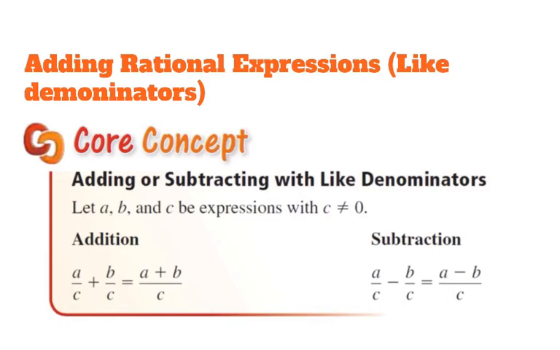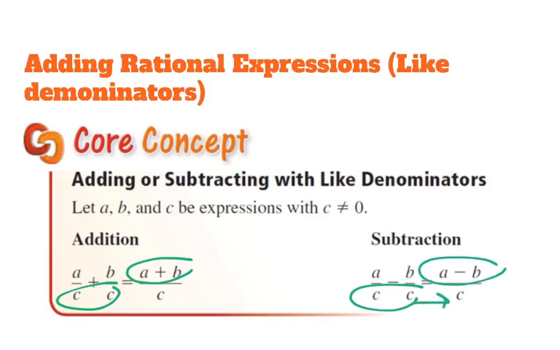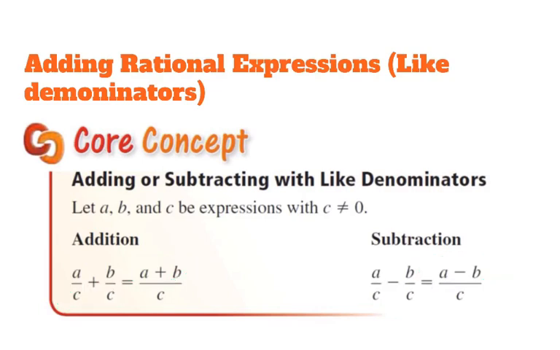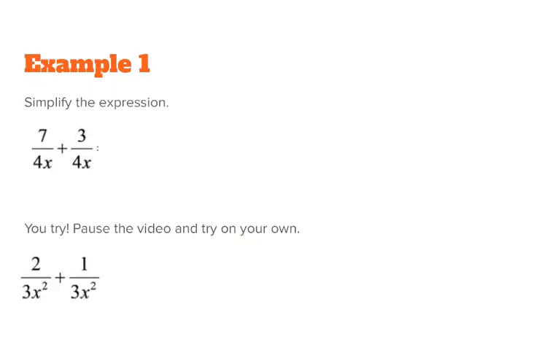This page is just here to remind you that if they already have common denominators, then all you have to do is add the top and you're good to go. Same thing with subtracting. If they already have common denominators, that number stays and all you have to do is subtract. If they don't already have common denominators, you have to make sure that you get them. Okay, so here's a couple of quick examples.